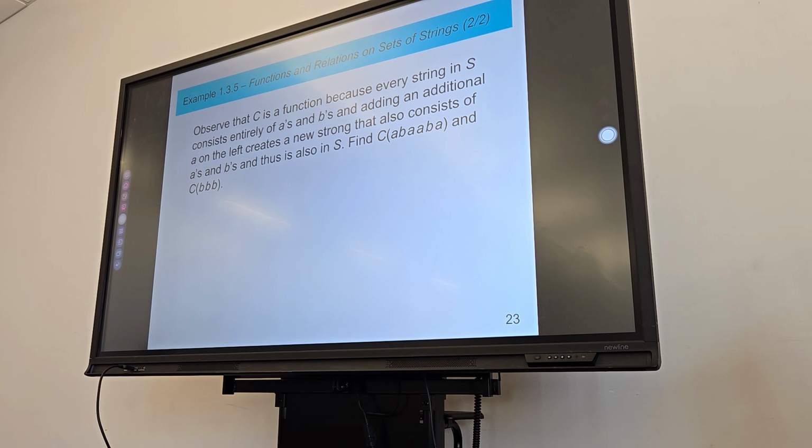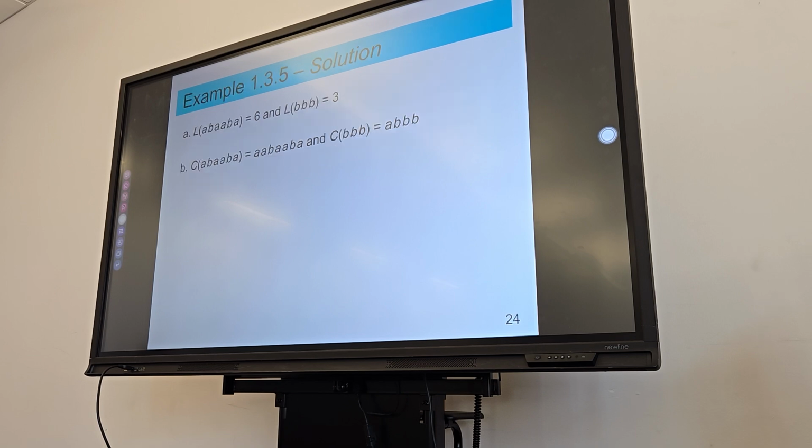So C of ababa and bbb: the length would be 6 and 3 with the L, the length function, and the resulting concatenation would be a, b, a, b, a, a, b, b, b.